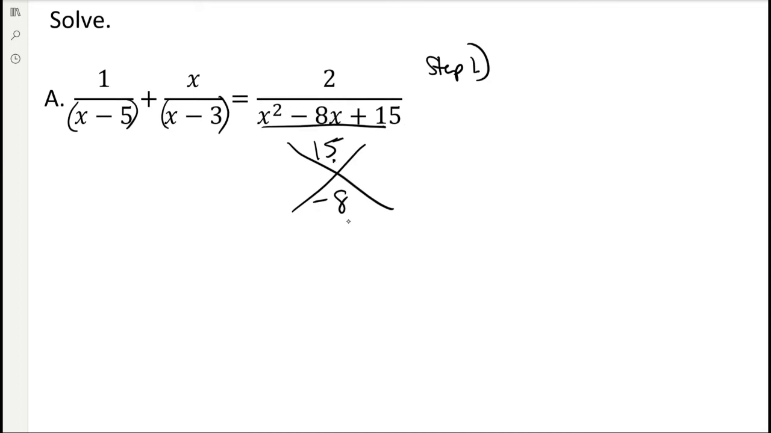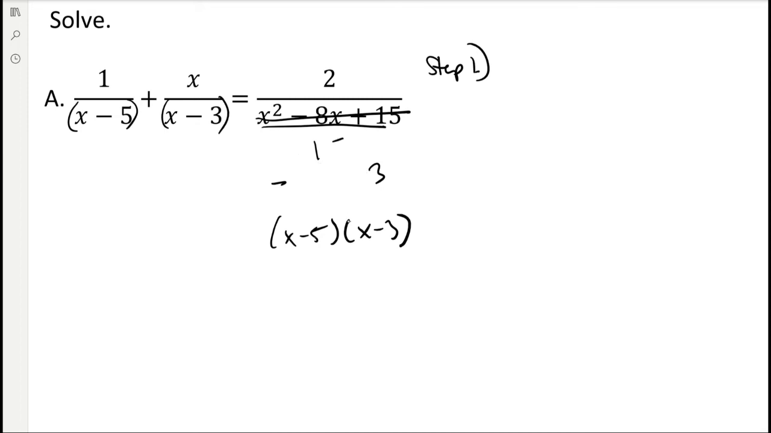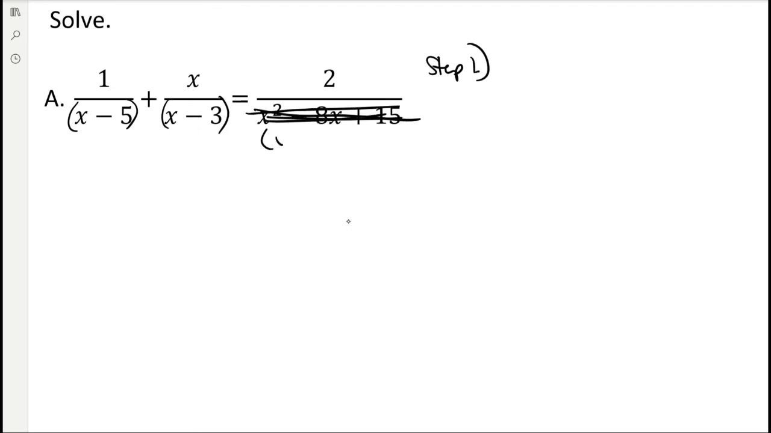Alright, so now it has to multiply to 15 but add up to negative 8, in which case that would be 5 and 3. They would both have to be negative, however. Two negatives make positive when you multiply, but when you add them, you get negative 8. So this now factors as x minus 5 and x minus 3. So I'm going to go ahead and replace that now with x minus 5, x minus 3.